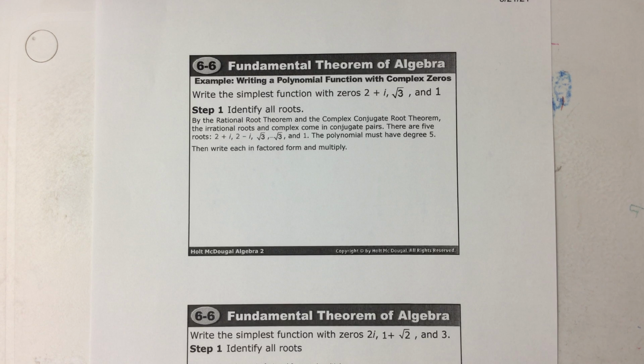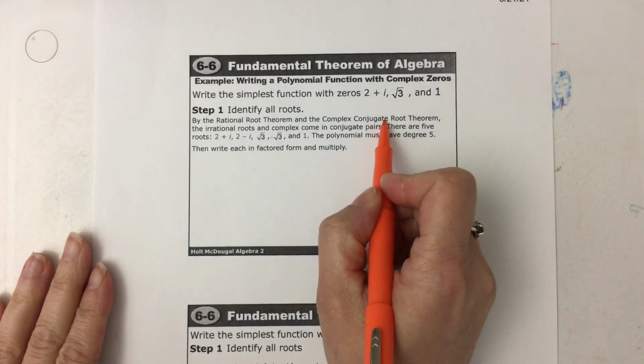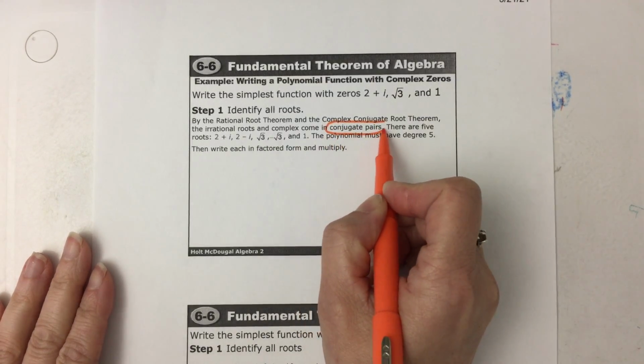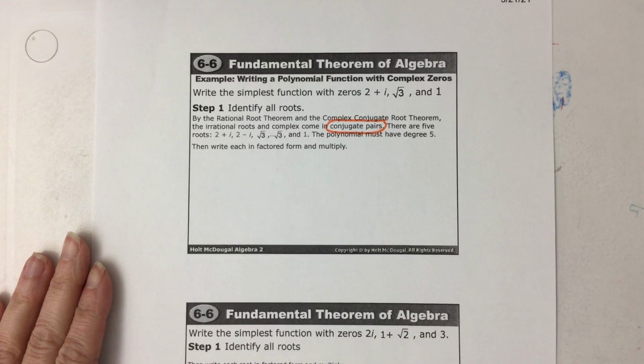One thing that you have to remember is that complex numbers as well as irrational numbers, they come in conjugate pairs. Meaning you cannot have one solution that contains an i without also having its conjugate. Same thing goes with square roots. You will never have one solution that's a square root.